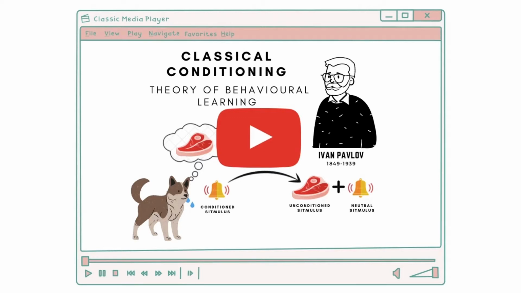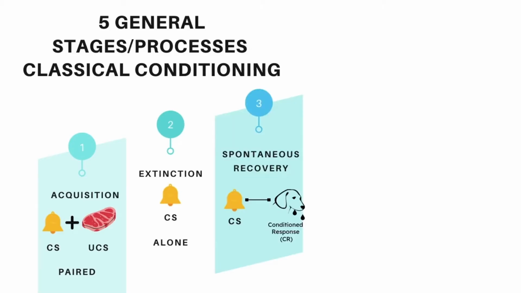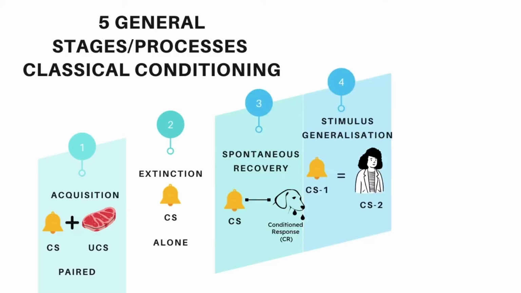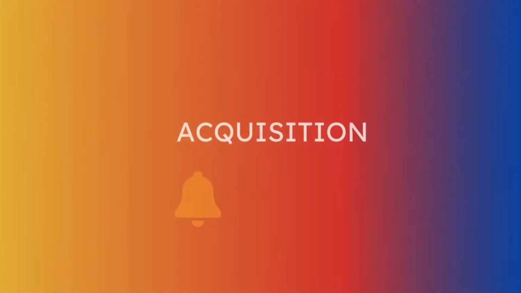Right, so having said that, let's move on to looking at what we cover for today's video. We talk about 5 general stages or processes in classical conditioning. The first aspect pertains to the concept of acquisition. We then move on to learning about extinction. Then we learn about spontaneous recovery. Following that, we look at the concept of stimulus generalization, and finally the concept of stimulus discrimination. So without further ado, let's start by learning about acquisition.